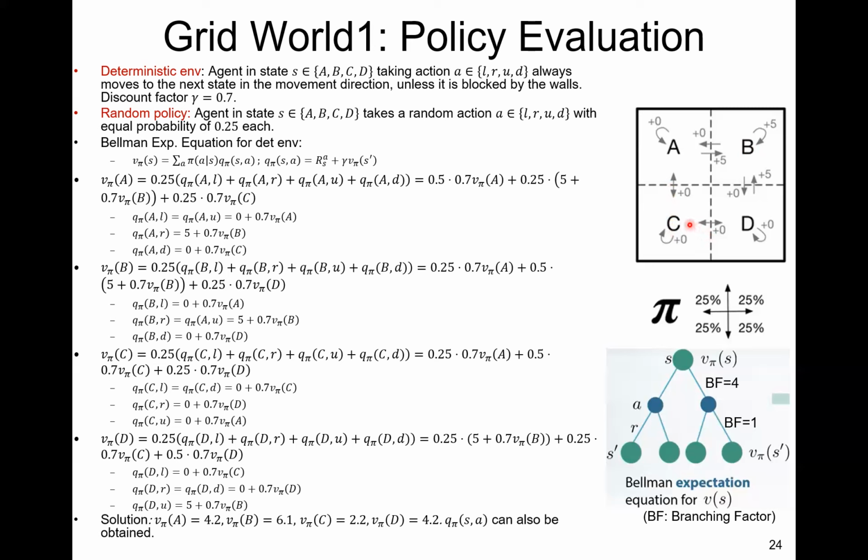But if you go further, the only way you get a positive reward is to go into state B. So the closer you are to state B, the higher the overall value of that location is. You can see from the value function, it fits your intuition. So B has the highest value, A and D have equal and lower value of 4.2, and C has the lowest value.